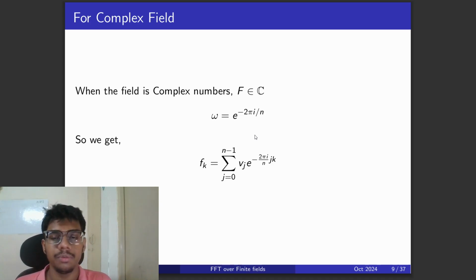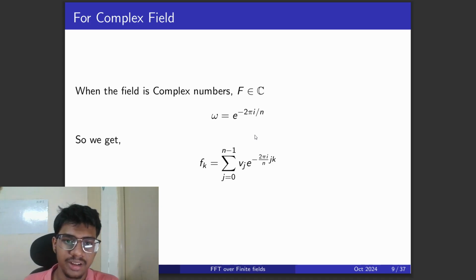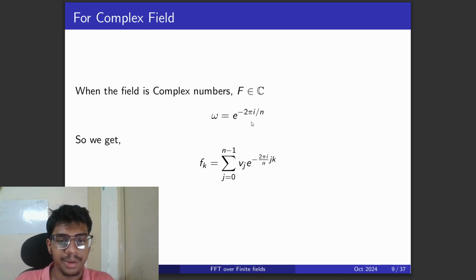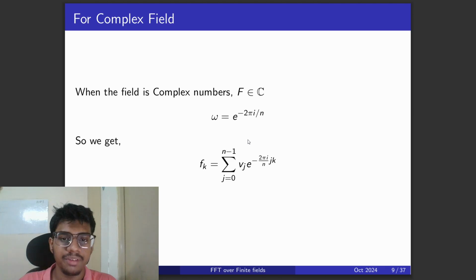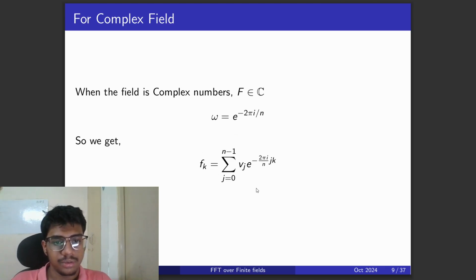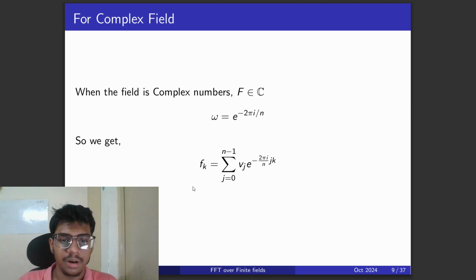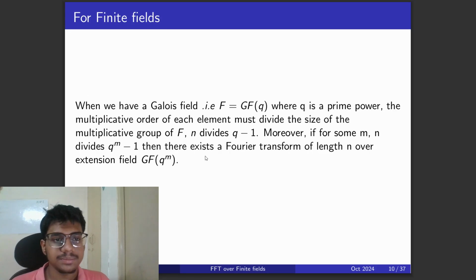So we were talking about a ring. From the special case of the complex field, our omega becomes e to the power of 2 pi i divided by n. So for the complex field, our root of unity is e to the power of 2 pi i divided by n. We will just substitute omega here, and we will get this, which we are familiar with. So this is our discrete Fourier transform for complex numbers.